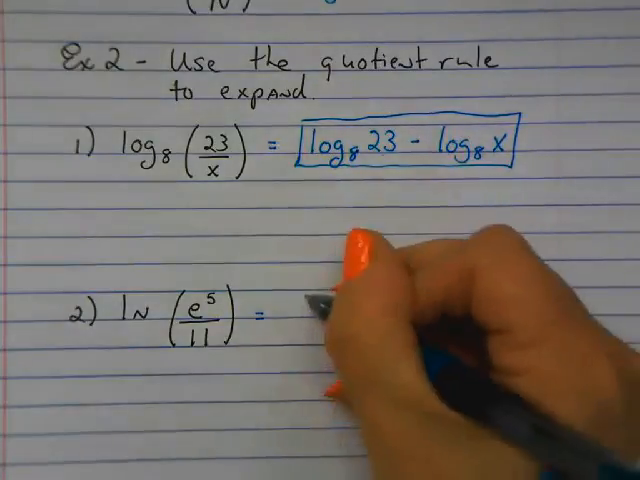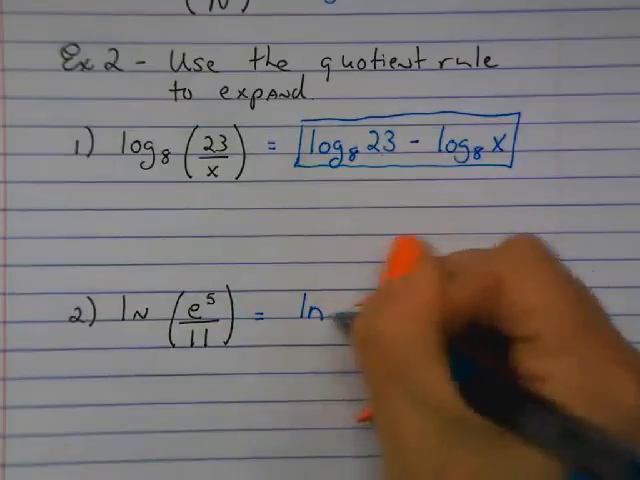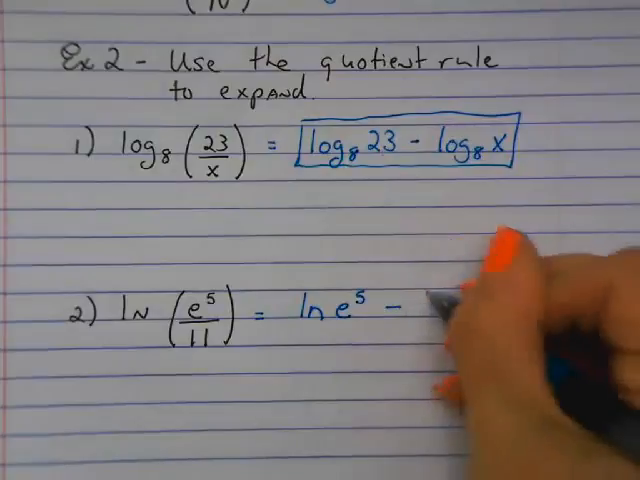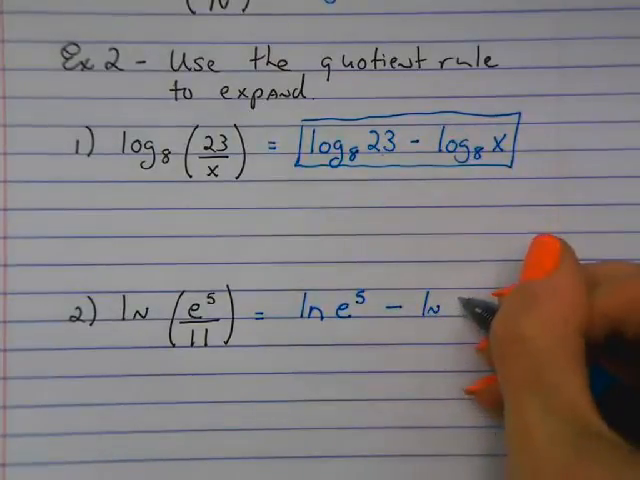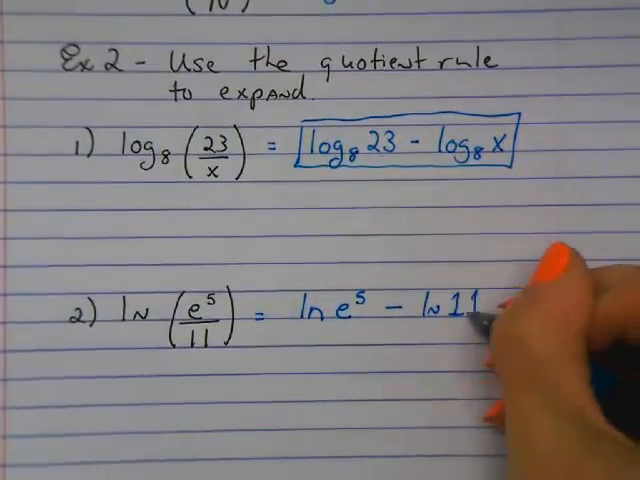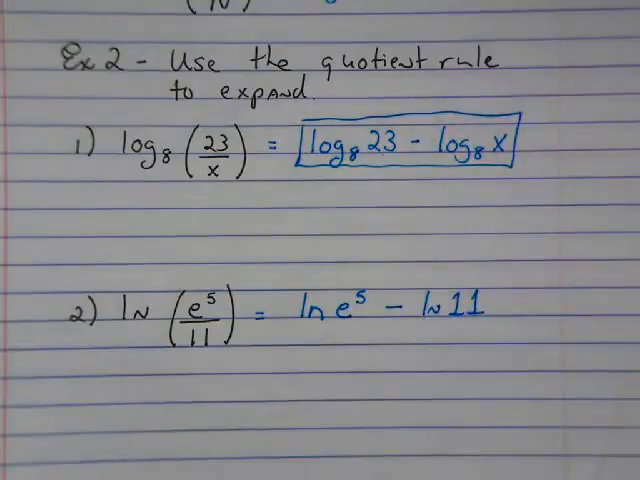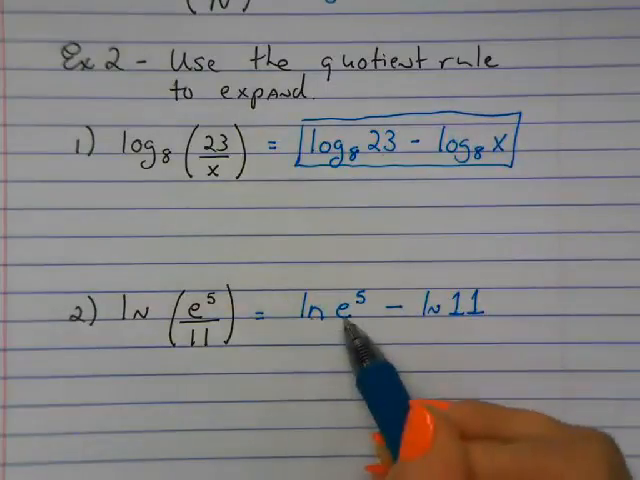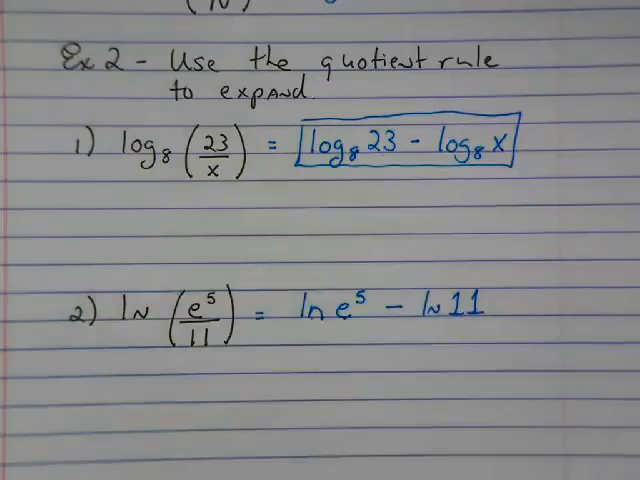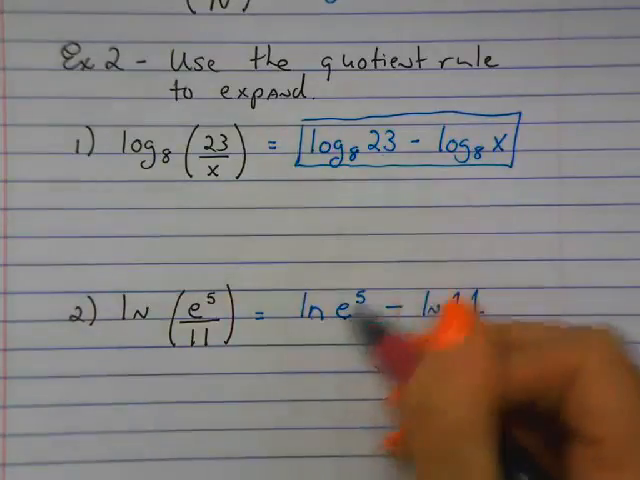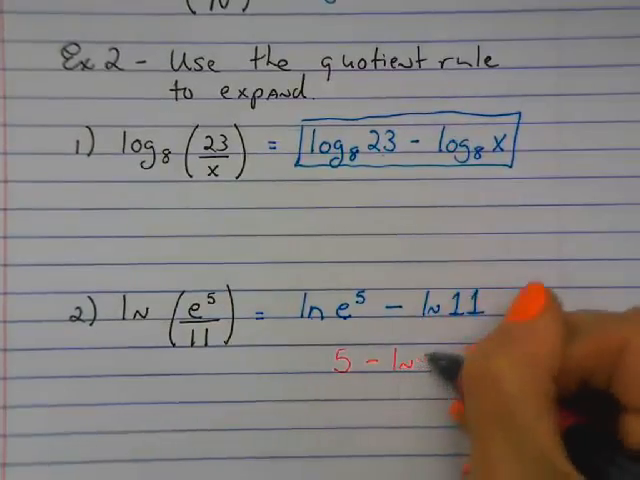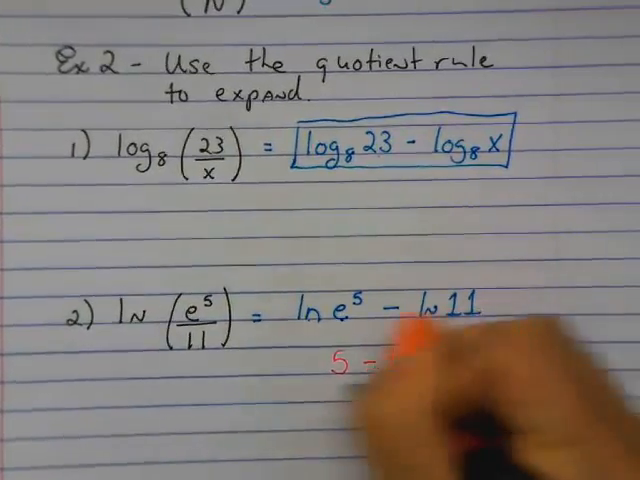So I have natural log of the natural base e to the 5th minus the natural log of, and I'm going to make my 1s look like 1s, natural log of 11. Now, over here, think back. What's the natural log of the natural base? Again, just imagine they're going to cancel each other out, and I'm left with 5 minus the natural log of 11. So again, by expanding, I actually helped.